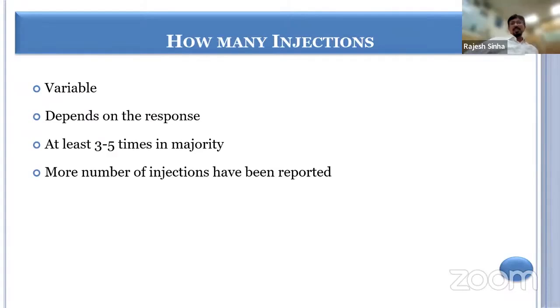The question is how many injections to be given. Sometimes you give an injection and you feel disheartened that the response was not that great. But even if there is some response, there's halt of progression, then that is a response. And you have to give multiple injections, at least 3 injections in the vast majority, but 3 to 5 injections are required in many of the cases.